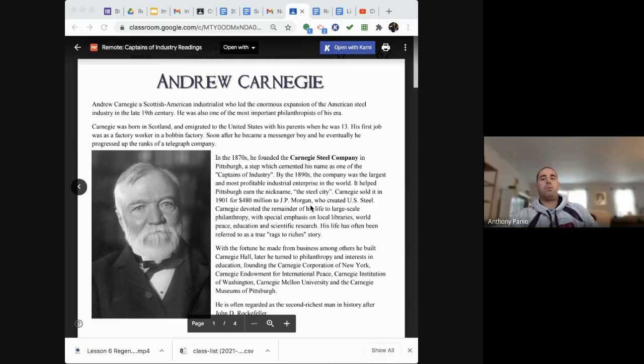With the fortune he made from business, among others, he built Carnegie Hall, which is in New York City. Some of you have maybe heard of it before. Later, he turned to philanthropy and an interest in education, founding the Carnegie Corporation of New York, the Carnegie Endowment for International Peace, Carnegie Institution of Washington, Carnegie Mellon University, which is a college, and the Carnegie Museums of Pittsburgh. He is often regarded as the second richest man in history after John D. Rockefeller. So this guy made a fortune.